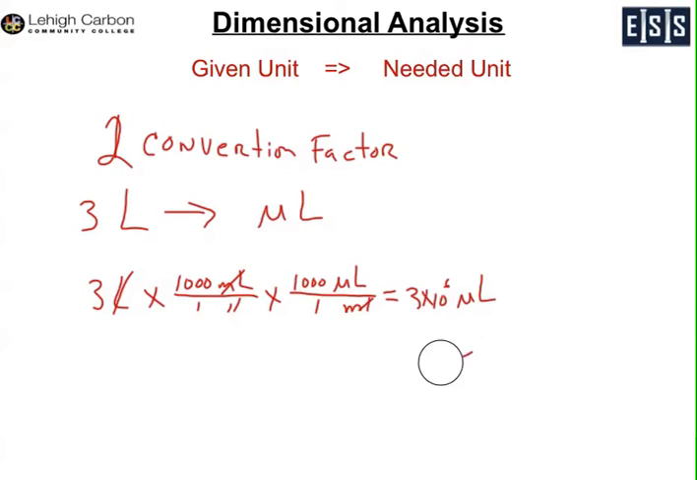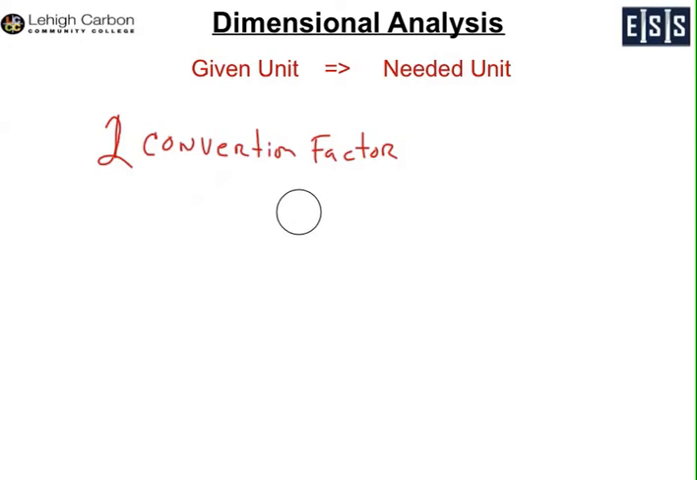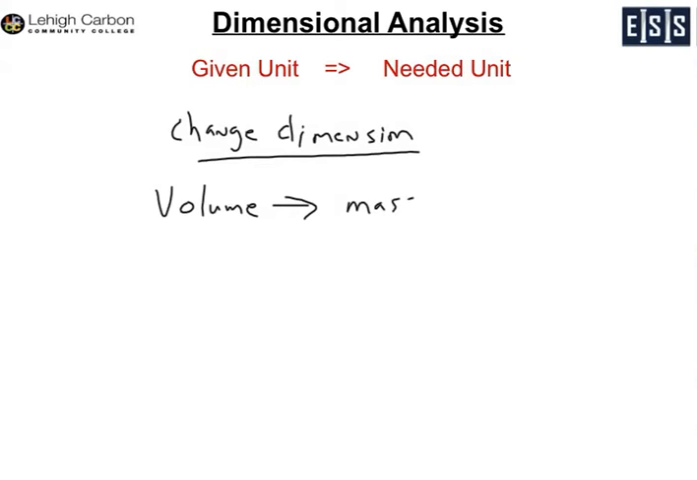So now let's look at this. We've been talking so far about staying within the same dimension. We're going from liters, say a volume, to another volume, or from one mass to another mass. Well, dimensional analysis can also be used to change your dimension. A very typical example is that you start out with a volume, or you're given a volume, and you're asked to find an equivalent mass.